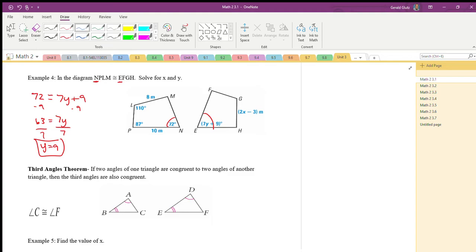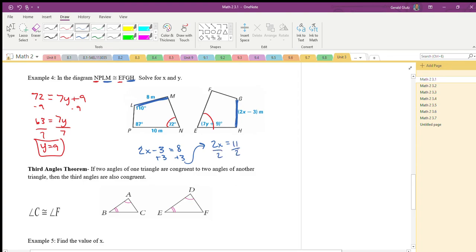And then I've got to solve for x. So here's where x is, right here, this side length. So I need to figure out which side length on the other shape, on this shape over here, is congruent to GH. Well, if I look, GH are the last two letters. So LM are the last two letters on the other one. So that means LM has to be congruent to GH. So those two are congruent. So I can say 2x minus 3 equals 8. So add 3 to both sides. So 2x is equal to 11, divided by 2. I get x equals 11 over 2, or 5.5.